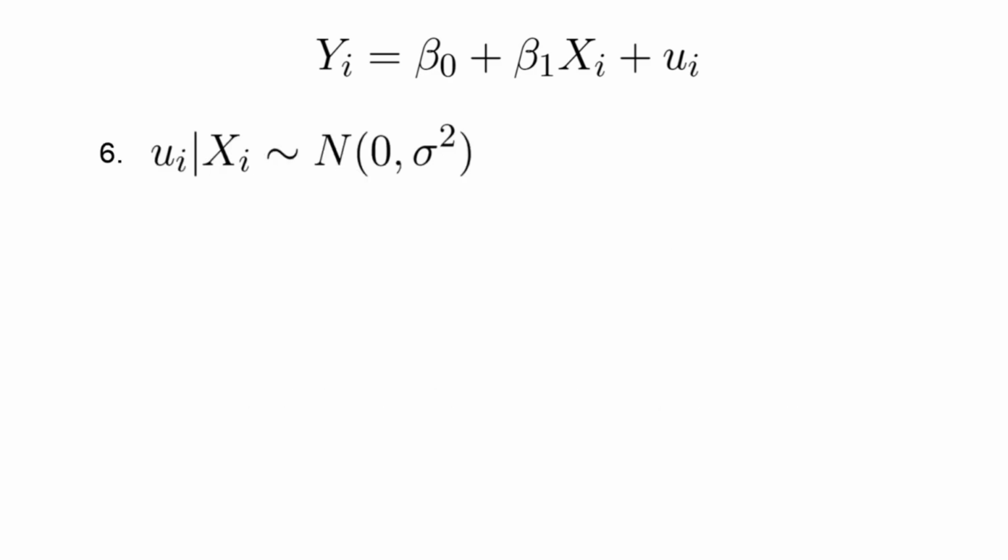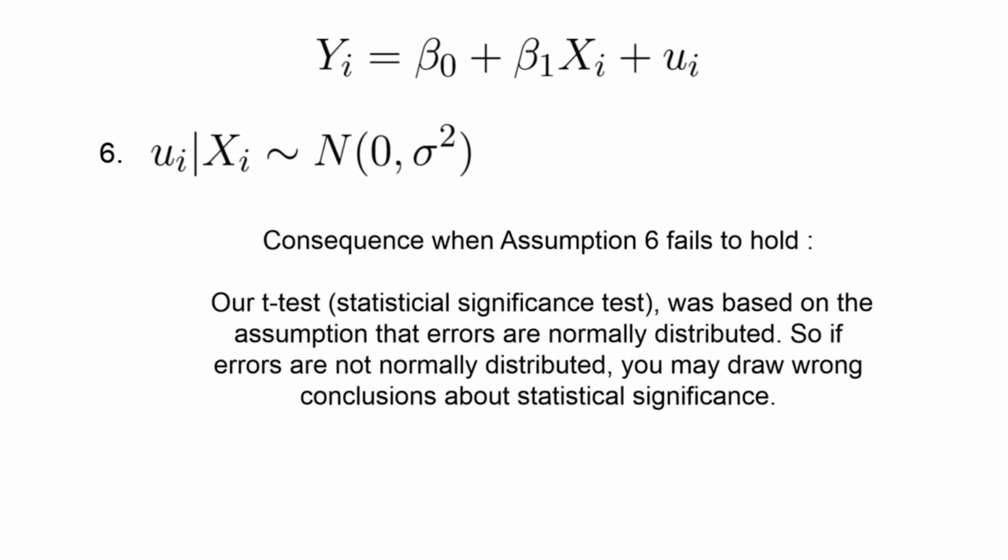Now we're going to talk about our last assumption, which is about normality of ui. So needless to say, if errors are not normally distributed, this assumption will fail to hold. So then the question is, what happens if this assumption is violated? Our t-test, the statistical significance test, was based on the assumption that errors are normally distributed. So if errors are not normally distributed, you may draw wrong conclusions about statistical significance. So this would be the consequence or a potential problem. So that's everything I wanted to talk about regarding our assumptions in this video.